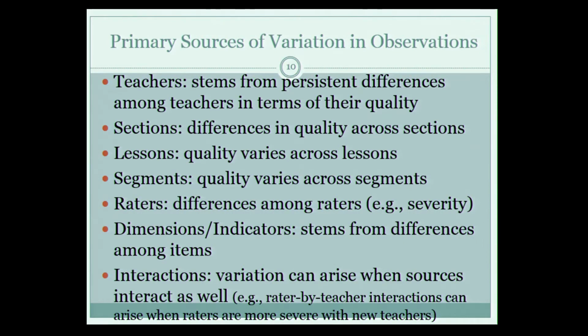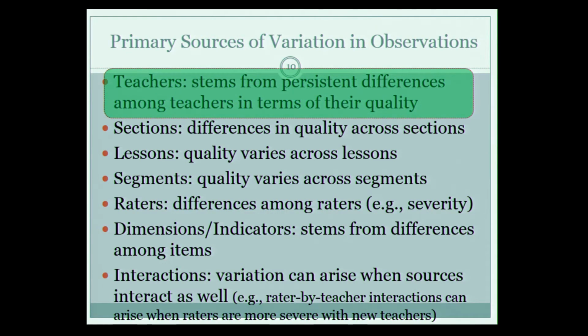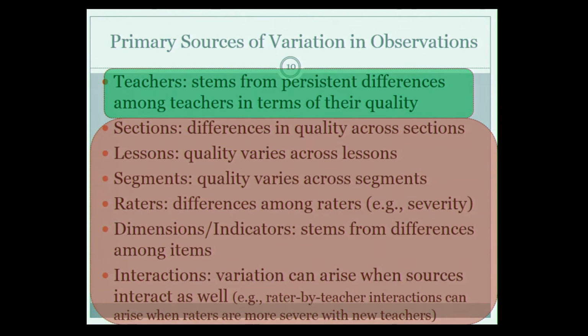So in terms of our question that we had a minute ago, if we wanted to measure teaching persistent quality, a teacher's persistent quality across all sections, all lessons, all observations, all segments, the primary source of variation that we're interested in would be teachers, the variation stemming from teachers. In other words, those stable or consistent differences among teachers. Everything else is construct-irrelevant variation. That's all the noise that we actually have to take on or to address in order to get to the thing that we want to measure.